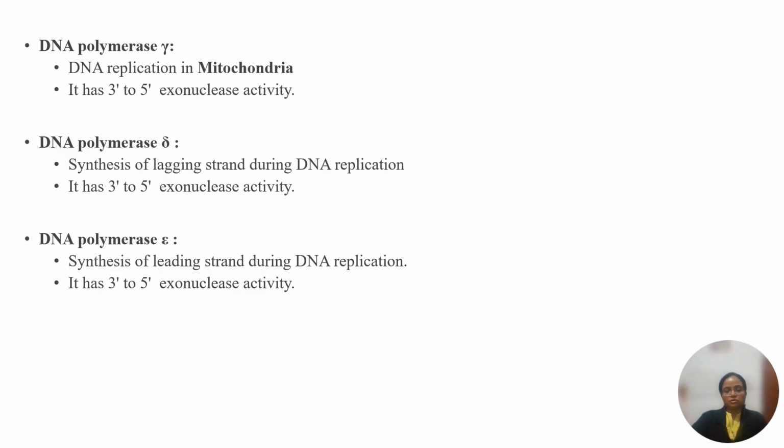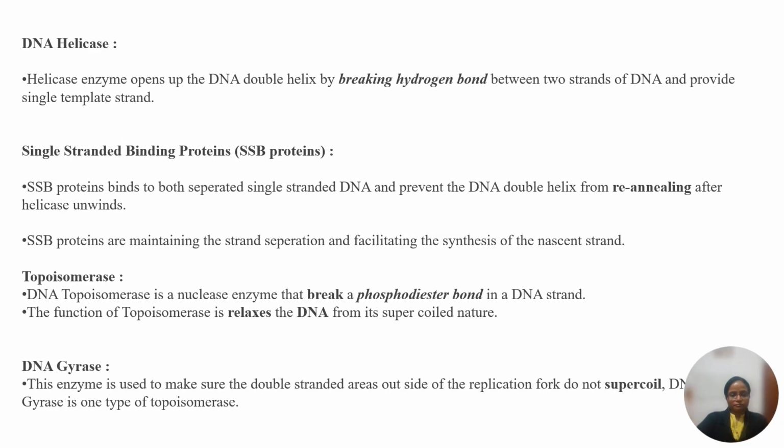Now, delta is responsible for the synthesis of the lagging strand during the DNA replication, and it has 3' to 5' exonuclease activity. And another important DNA polymerase is the epsilon DNA polymerase. It's synthesizing the leading strand during DNA replication, and it also has a 3' to 5' exonuclease activity.